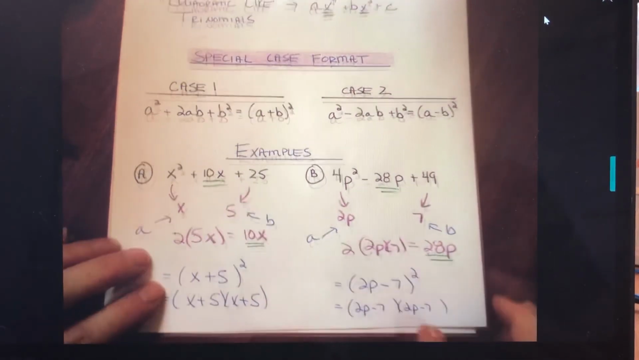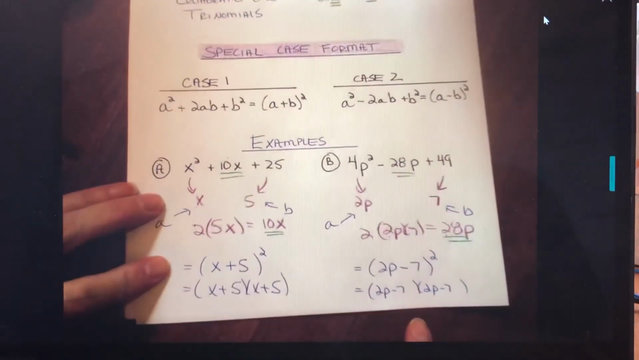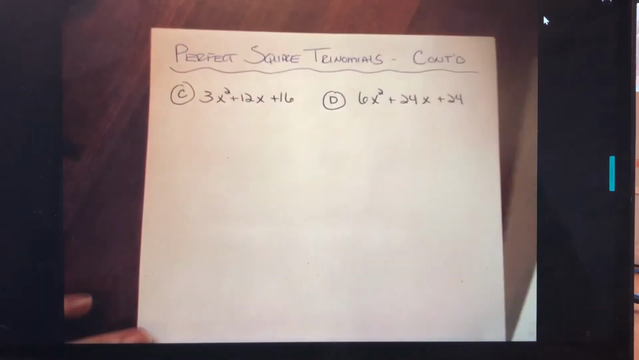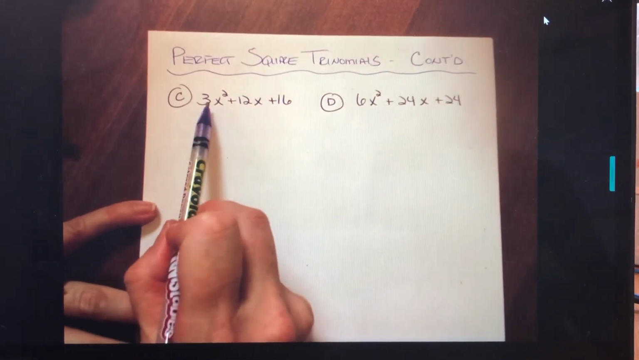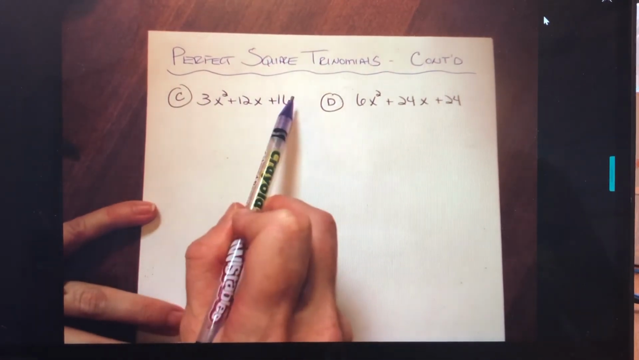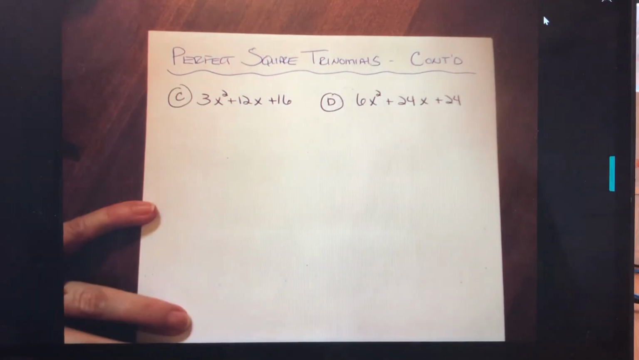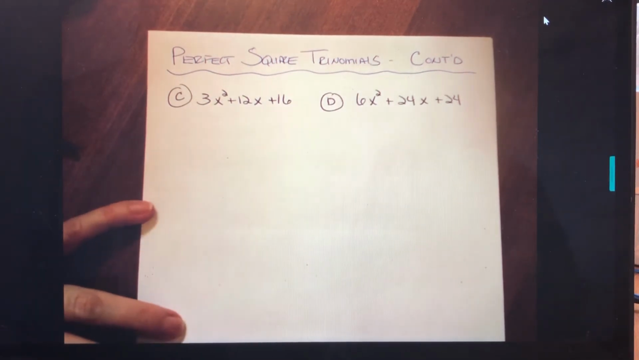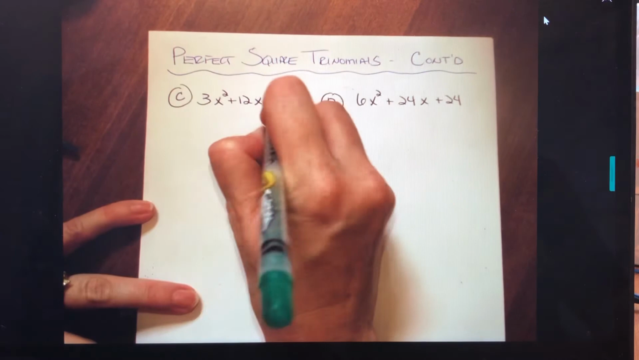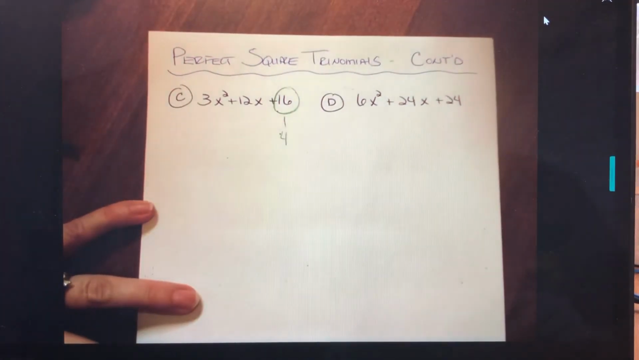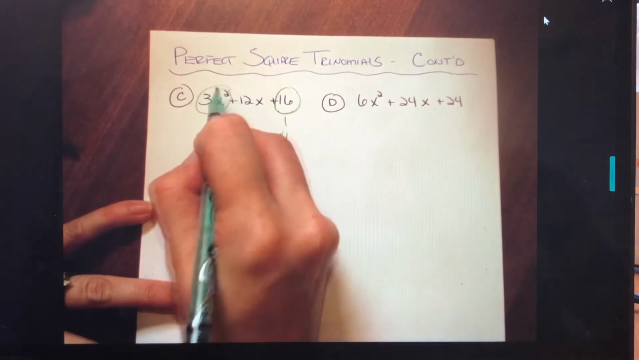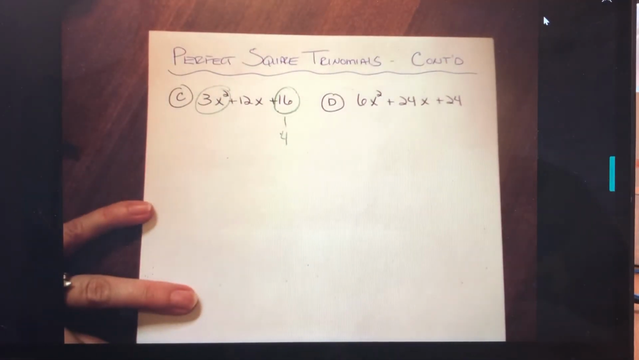Okay, two other quick examples. This problem, again, it is in descending order. A quick peek says I cannot pull out a GCF. If you look at this, 16, that is a perfect square. It's a perfect square of 4. But this is not a perfect square.